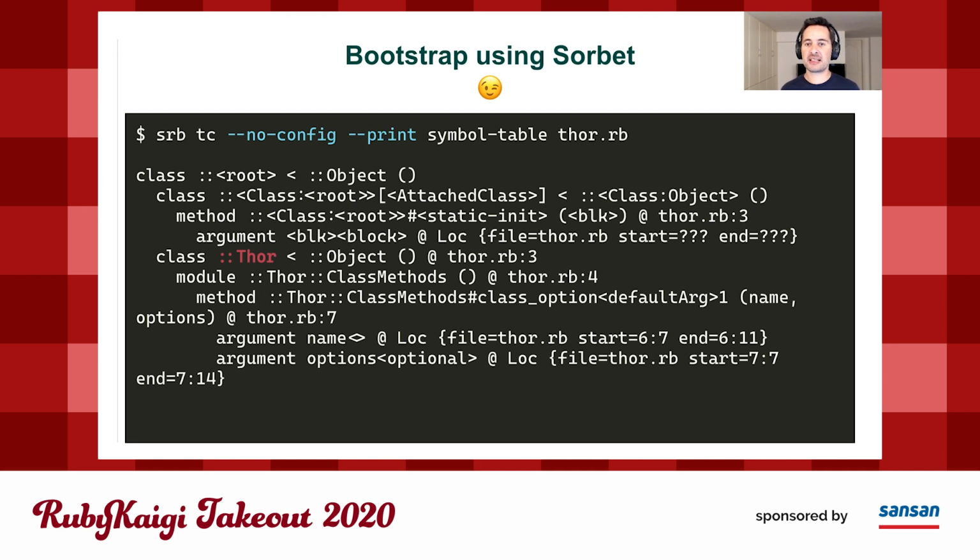In this case, we're asking Sorbet to print the symbol table of how it sees the symbols in the Thor.rb represented in its own language. This is really complex output because it's very specific to Sorbet. But you can see that Sorbet has seen a class named Thor that's being declared in that Ruby file. It also sees the module Thor class methods, and even the method and the arguments to that method, etc.